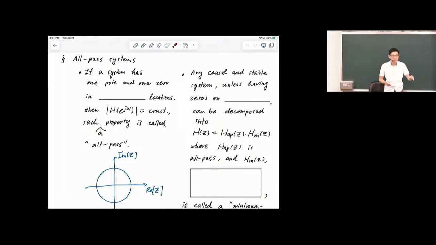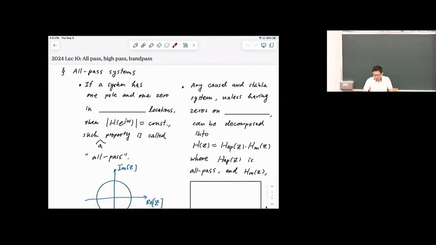Today's topic is this new lecture, titled all pass, high pass and bandpass: different ways of allowing components at different frequencies to pass through the filter. A bit of a highlight: all pass is a kind of filter that has a constant gain, where the magnitude response is constant across all frequencies. That's what all pass means.